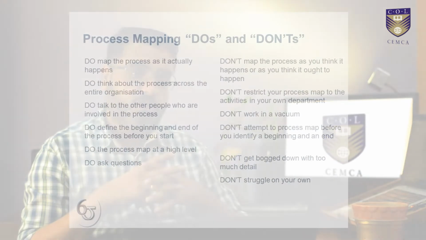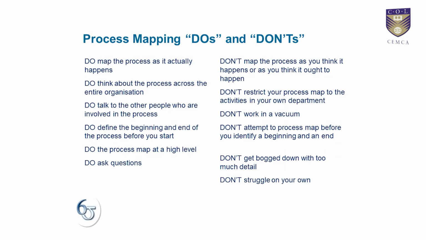The next slide talks about the do's and don'ts of this entire process mapping activity. Certain things are guidelines, which I put that way. Do map the process as it actually happens. We talked about it. Do think about the process across the entire organization. That means do not have a narrow mind that you are going to talk only about your own department. You have to look at this process from the entire organization's point of view. You have to talk to other people who are involved in the process.